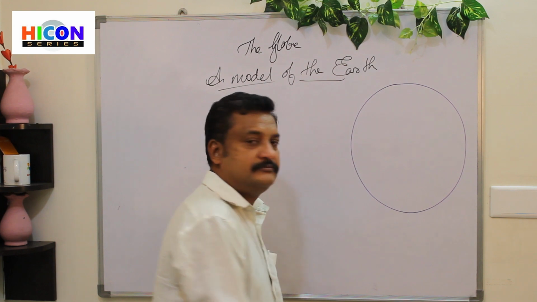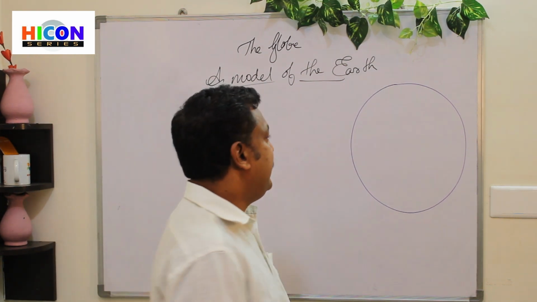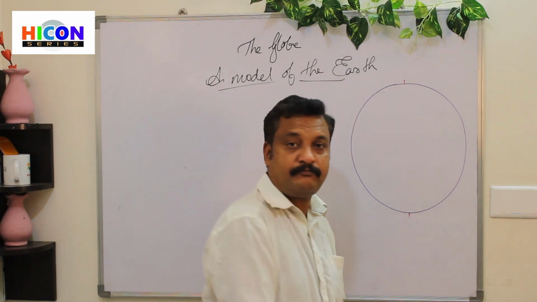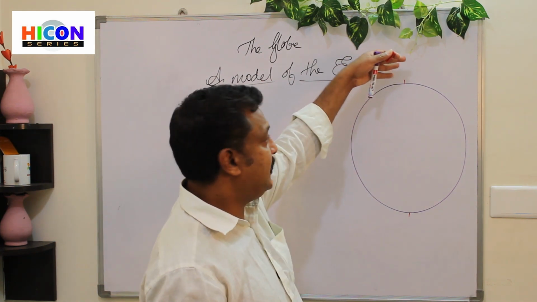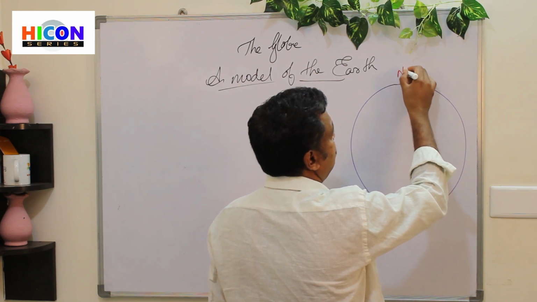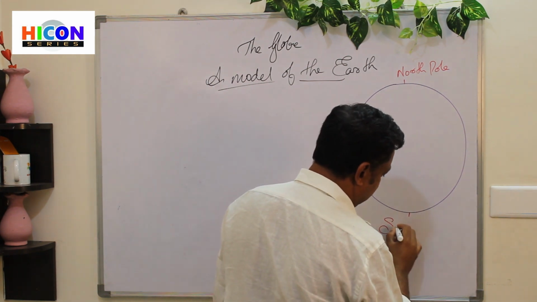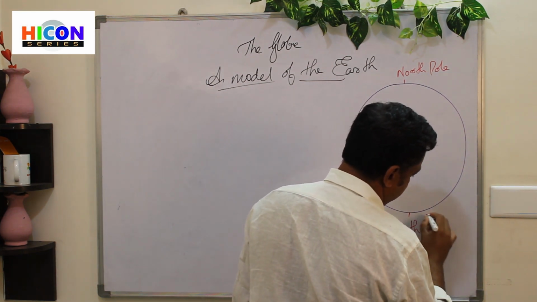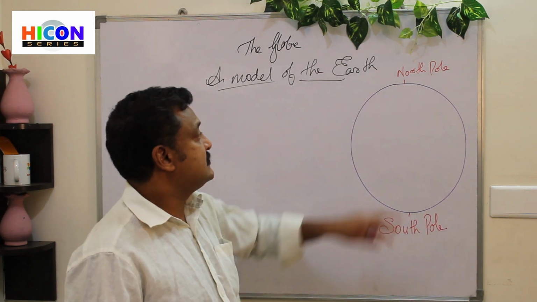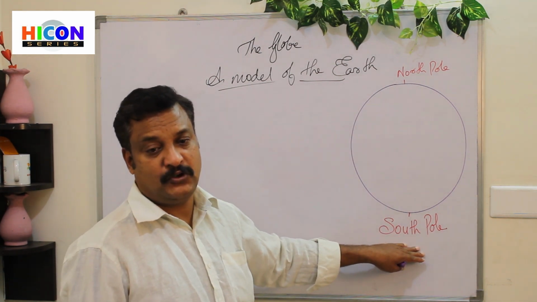Earth. Let us consider that as the Earth. Now, on this Earth, we have 2 points. 1, 2. Right? So, this is the top part and this is the bottom part. This is called the North Pole. And this is called the South Pole. Okay, this is called the North Pole and this is called the South Pole.